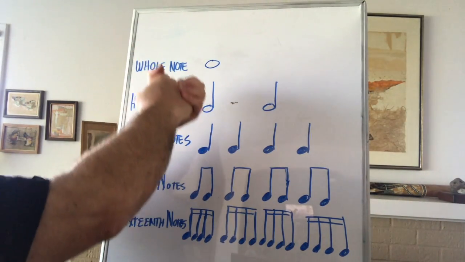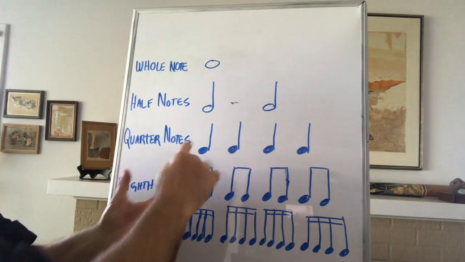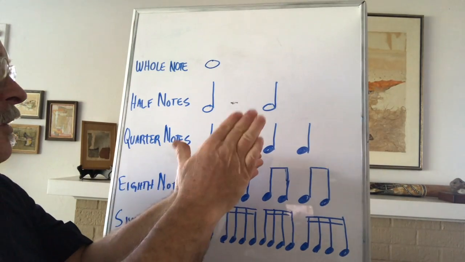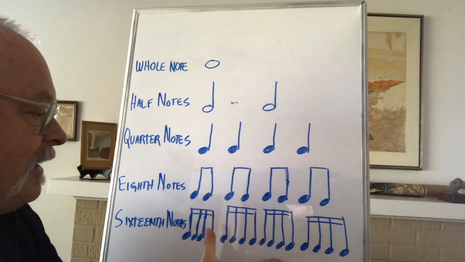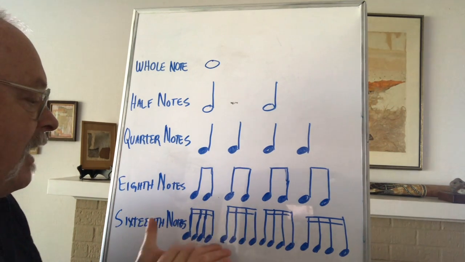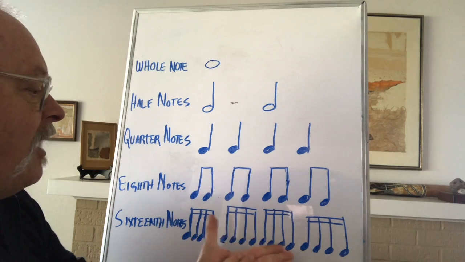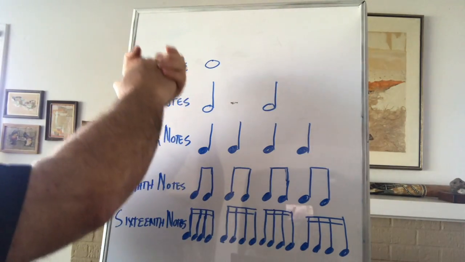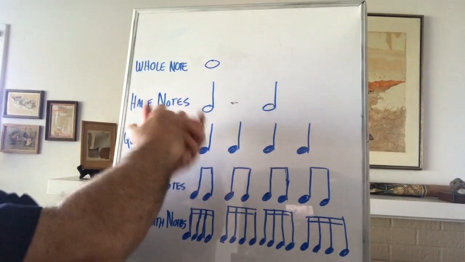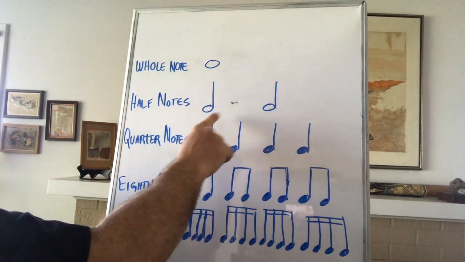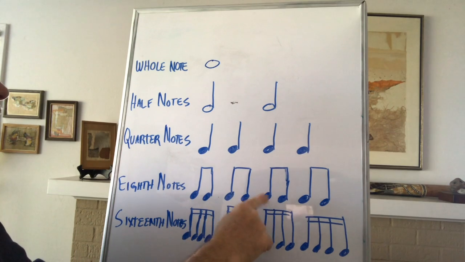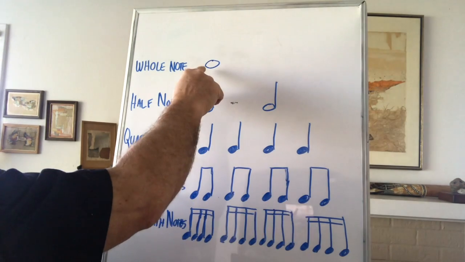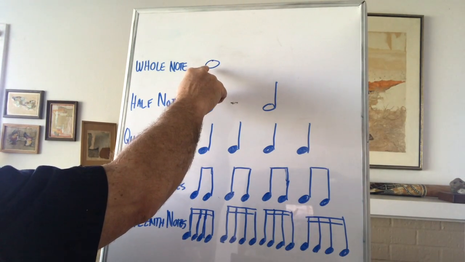1, 2, 3, 4. Quarter notes. 1, 2, 3, 4. 16th. 1 e-n-da, 2 e-n-da, 3 e-n-da, 4 e-n-da, 1 e-n-da, 2 e-n-da, 3 e-n-da. Whole note coming. 1, 2, 3. You're on your own. Half note. Eighth note. 2 and. Whole note.